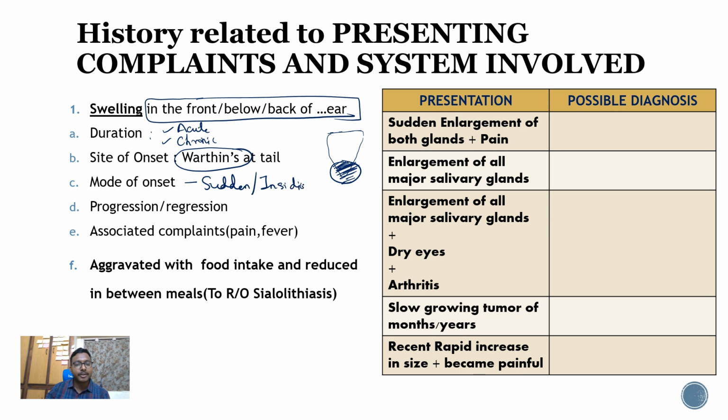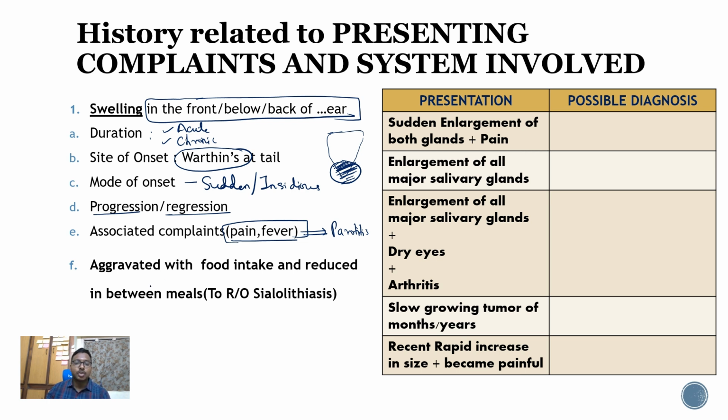Right. Next, mode of onset is nothing but whether it is sudden onset or insidious onset. Again, it depends on whether it is an acute or chronic swelling. Then progression and regression. We will see what are all the important implications that we need to understand. Then associated complaint: whether only swelling is present or if there is any associated pain or fever. Many a time, pain along with fever will indicate parotitis. Sometimes the presentation of pain is a different entity. We will see in the next slide.